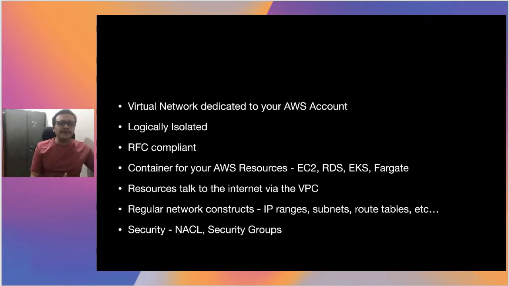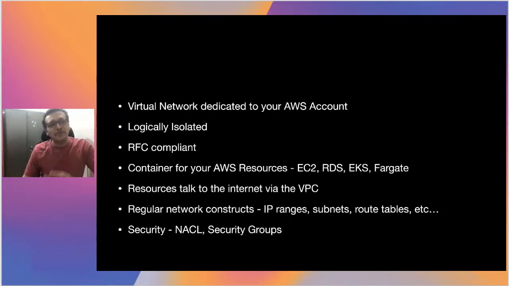So in point number 3, I've mentioned it is RFC compliant, meaning you've got your regular network constructs. A lot of networking knowledge that you bring from outside AWS directly applies here, right? There are IP ranges, there are subnets, there are route tables, there are access control lists, and so on and so forth, right? Now, VPC also brings its own security constructs. So a NACL or a network access control list and a security group construct. These two bring in a bunch of security features for you to prevent unauthorized network-based access into your infrastructure.